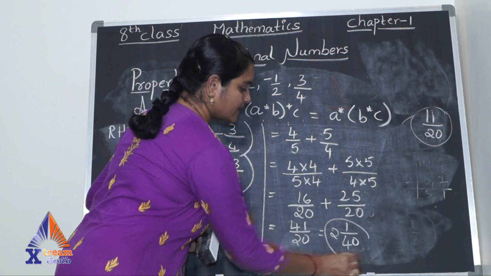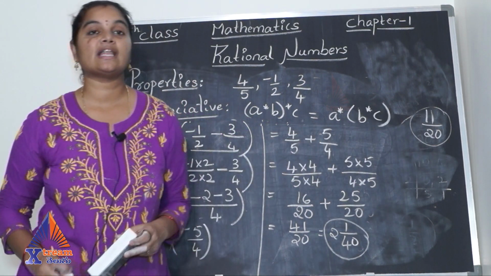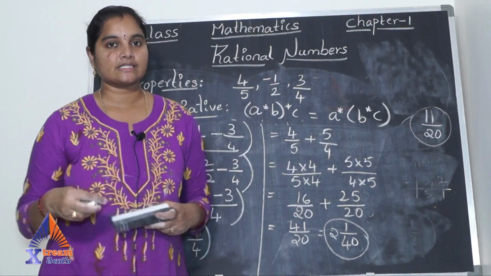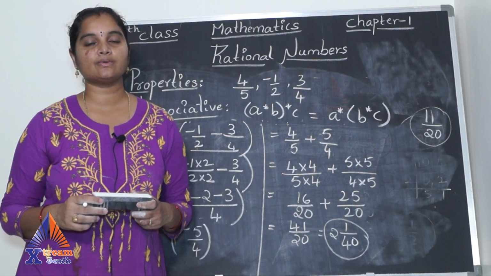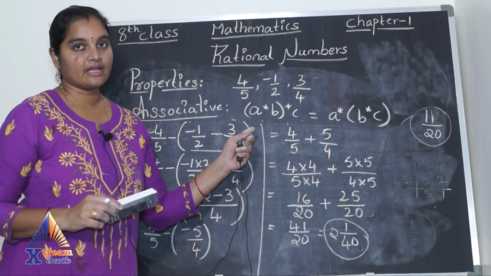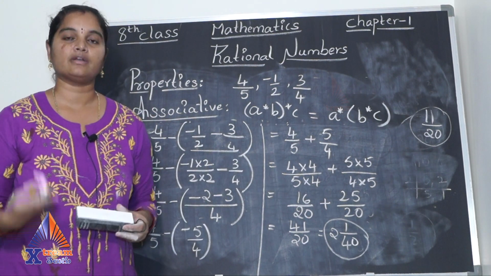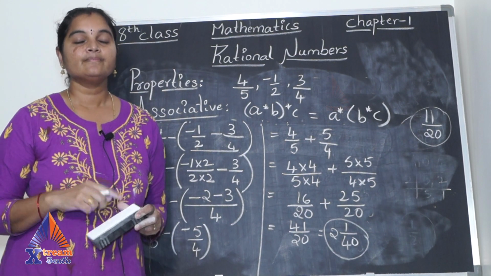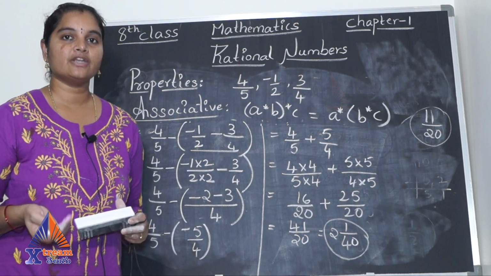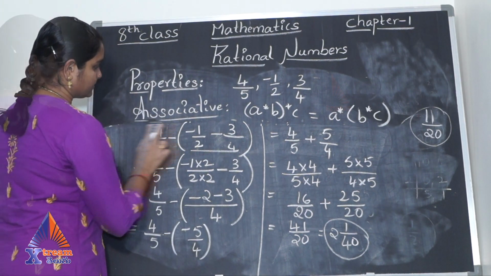If you can observe, we got RHS as 2 1 by 40 and LHS as 11 by 20. Right? So we got two different answers. What can we say by looking at these two different answers? We can say that subtraction of rational numbers is not true for associative property, or in the reverse way we can say that associative property is not true for subtraction of rational numbers.